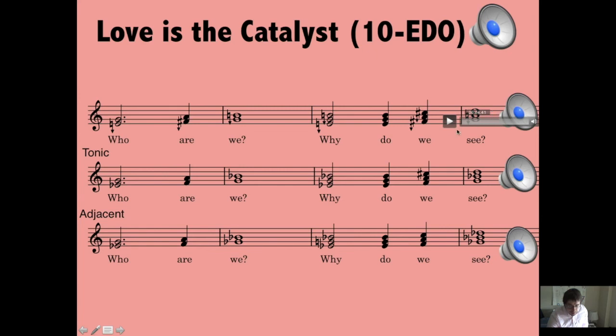So here, let me show you the 10 EDO synth version, and then we'll talk about the tonic and adjacent versions.